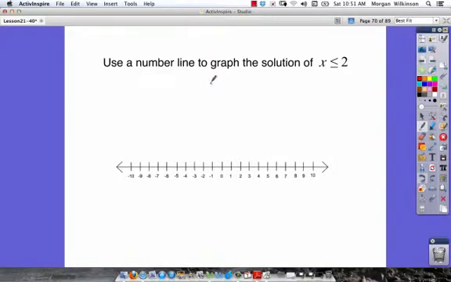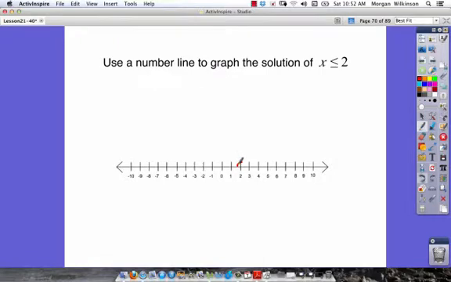Use a number line to graph the solution of x is less than or equal to 2. Well, if it's less than or equal to 2, we could have, well, 2 is less than or equal to 2. 1 is less than or equal to 2. 0 is less than or equal to 2. So we're going to have to go to the left.